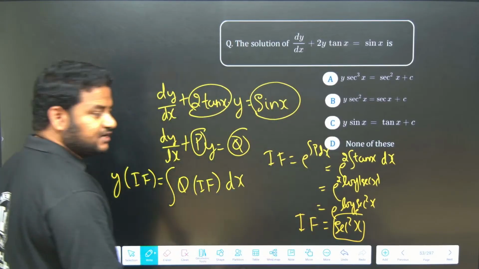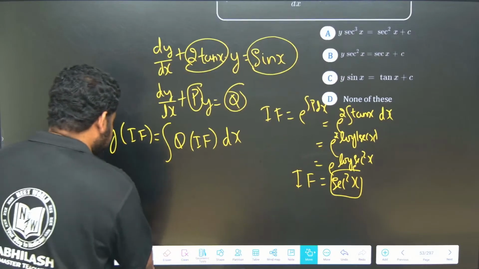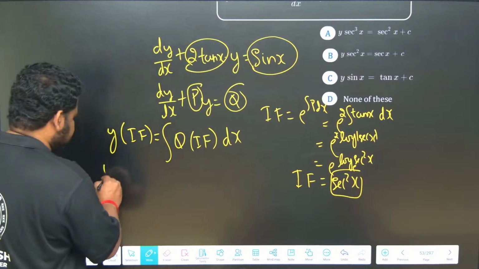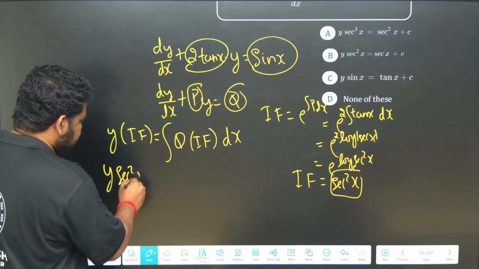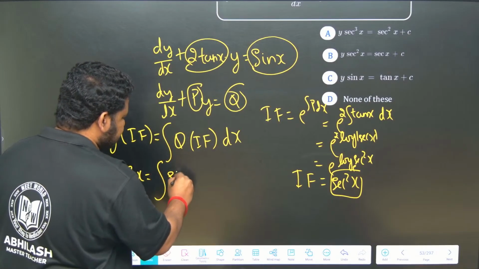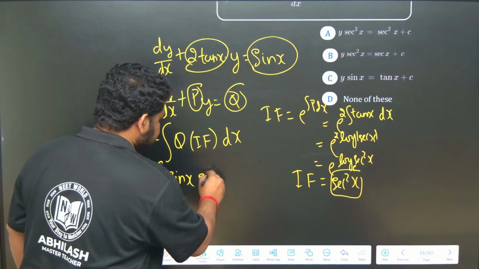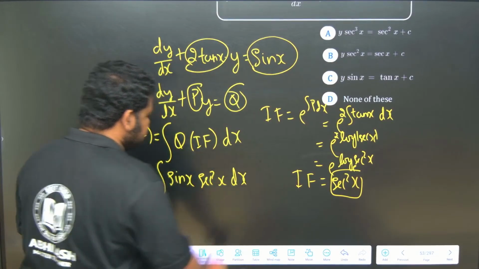Now I will put this integrating factor in this equation. That gives us the solution of the differential equation. Y into secant square x is equal to integral of q, and q is nothing but sin x, into secant square x dx.